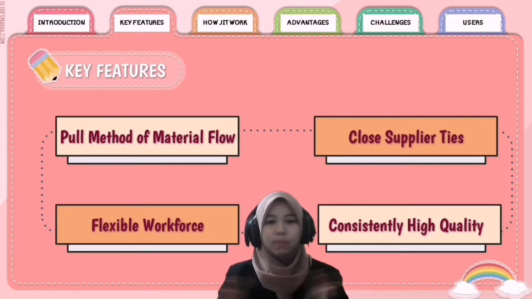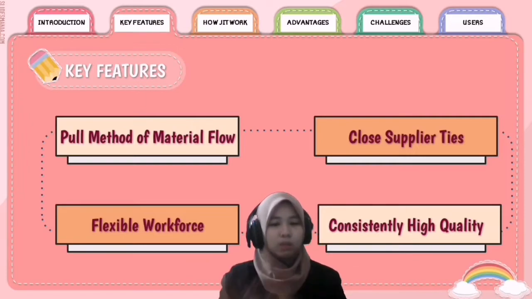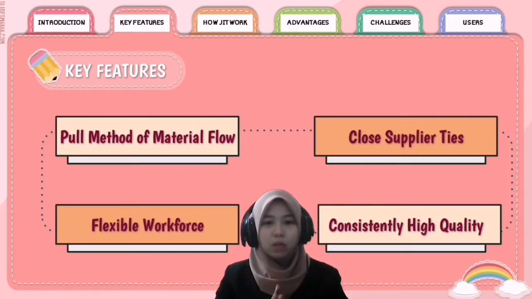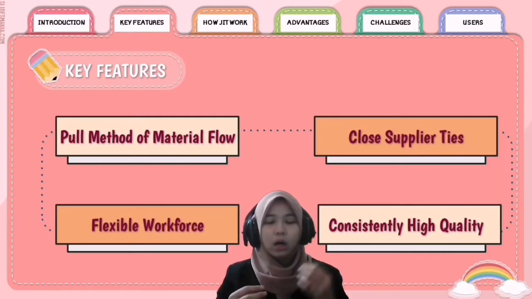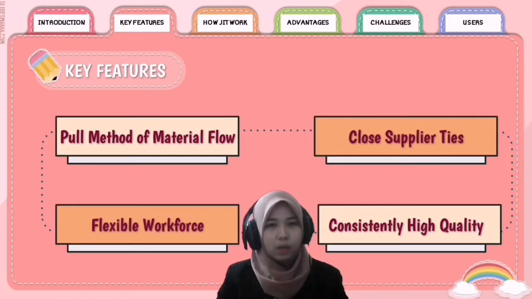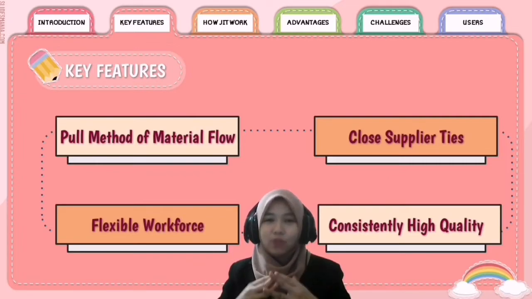The second one is close supplier ties, meaning that just-in-time needs to have a close relationship with suppliers due to a low inventory level. So just-in-time needs to maintain a reliable and dependable relationship with the supplier. This is because shipments must be made frequently in smaller amounts of inventory to ensure they arrive on schedule with high quality goods. And in order to have supplier dependability, long-term contracts are usually used to negotiate the order cost.